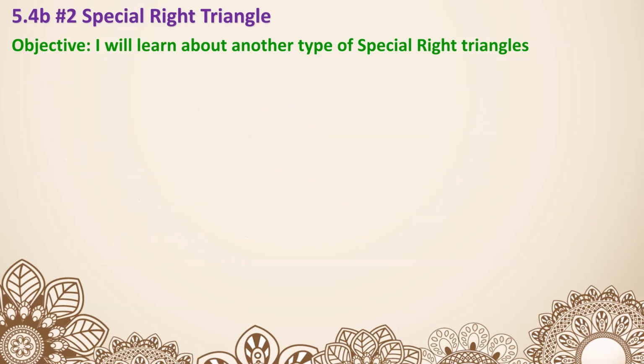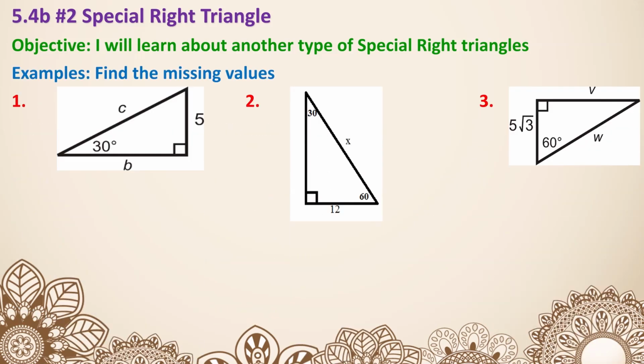Now let's get to some examples. Example 1. 30 is facing the 5, which makes the 5 the shortest leg. So B would have to be the 5 times square root of 3, which is just 5 square root of 3. And the hypotenuse is going to be twice of that. So it's 5 times 2, which is a 10.